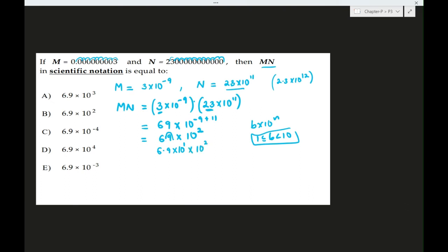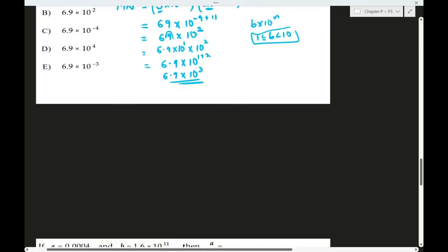And now this is times 10 raised to power 2. So this is just going to be 6.9, and this is 1 and this is 2. So this is power 1 plus 2. So you have 6.9 times 10 raised to power 3. Okay. And we have this one.